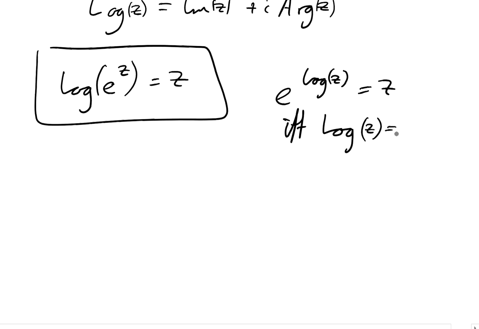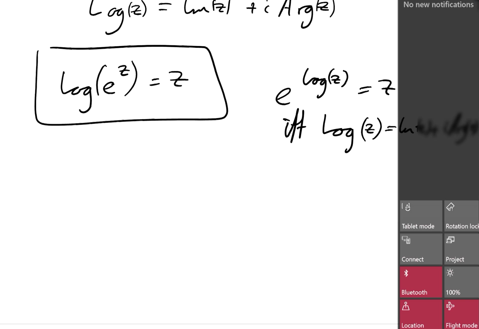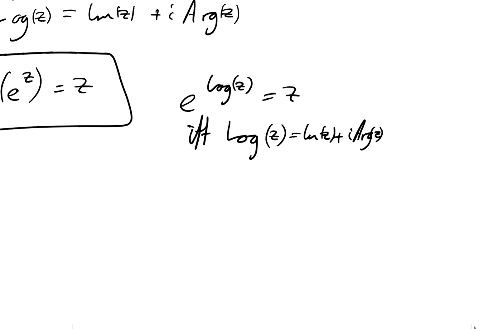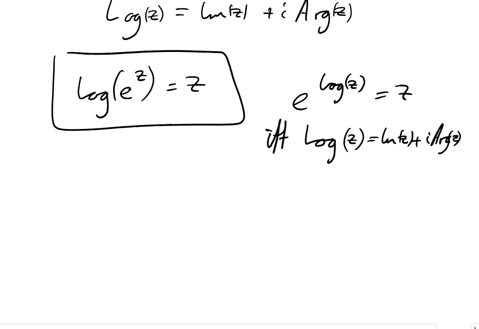The principal logarithm, which I'll write down, is the natural logarithm of z plus i times the principal argument of z. So that's only true if we're looking at the principal logarithm. So now we've got to look at the principal logarithm here.